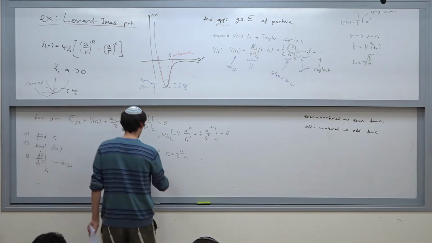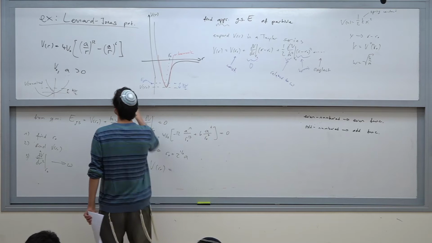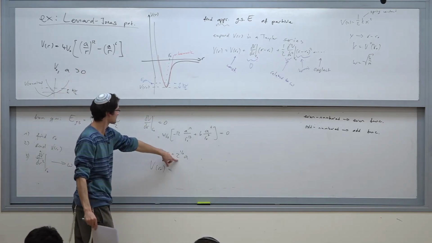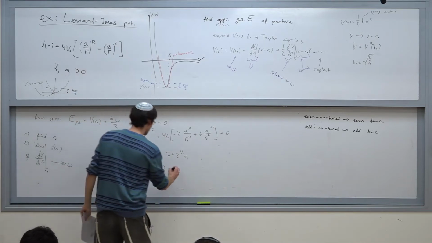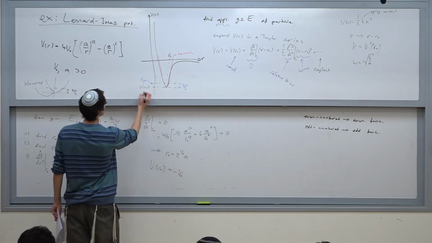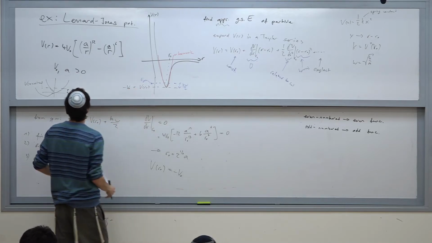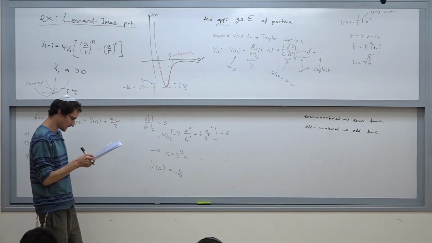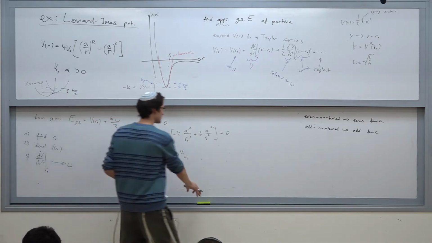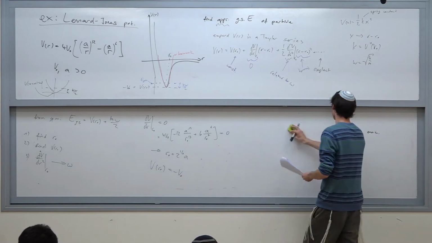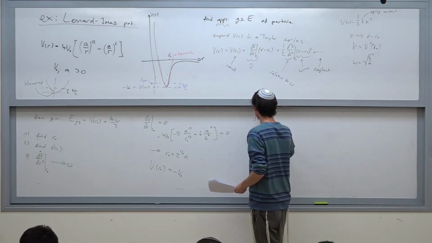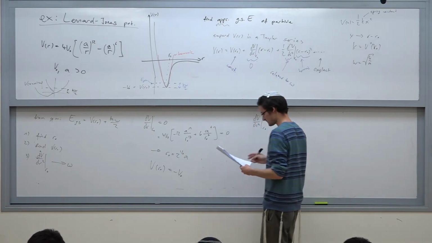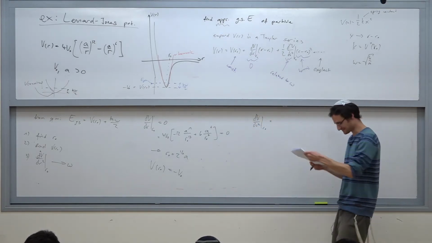Plug this back into V of R0. So if you plug this into the R here, you'll find it's exactly minus V0. So this height here is minus V0. That's why we get a factor of 4 here. It's just easier to think of V0 as the depth of the well. We'll do the same again with the second derivative. So we'll derive a second time. Plug in R0. I will skip the calculation.